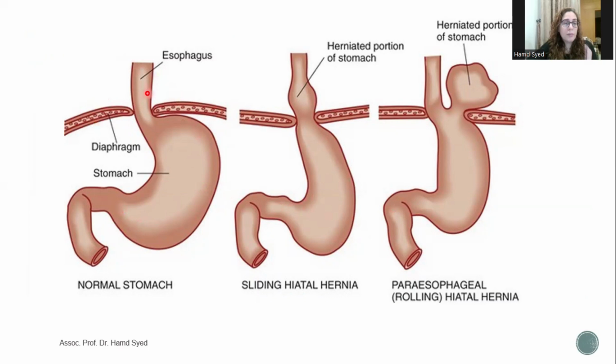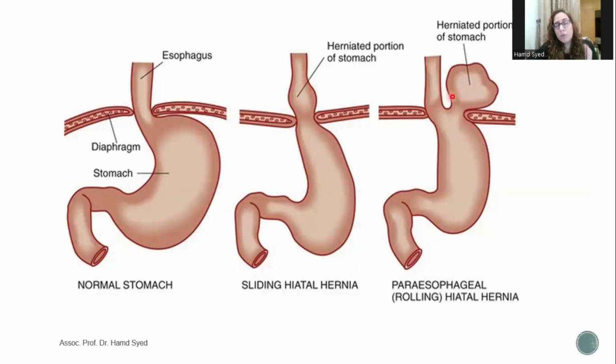Here is the normal anatomy showing us the location of the esophagus and the esophagogastric opening. You can see this is the esophagogastric opening. And over here, there are two types of hiatal hernia, sliding and rolling. Now, in case of sliding hiatal hernia, we can see a portion of the stomach has herniated into the thoracic cavity. This causes a shift in the location of the esophagogastric opening or orifice.